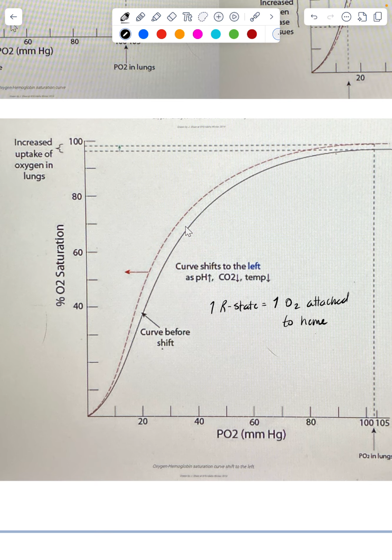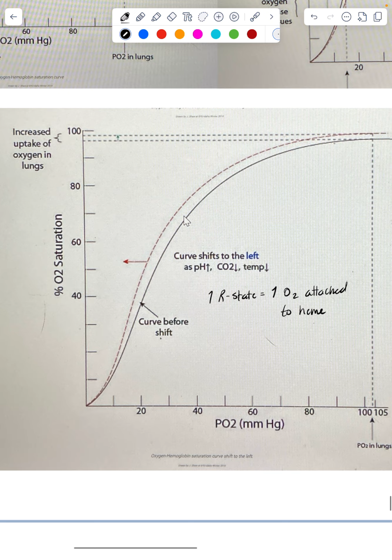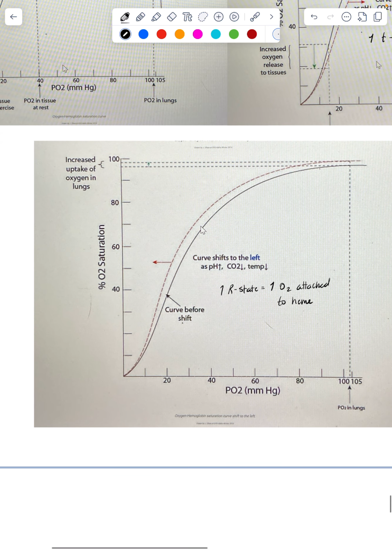This O2 saturation right here, this is how saturated it is within a red blood cell. That's what it is testing. This is like the pulse ox that you'd get when you go to the doctors, and that's what that's testing there.